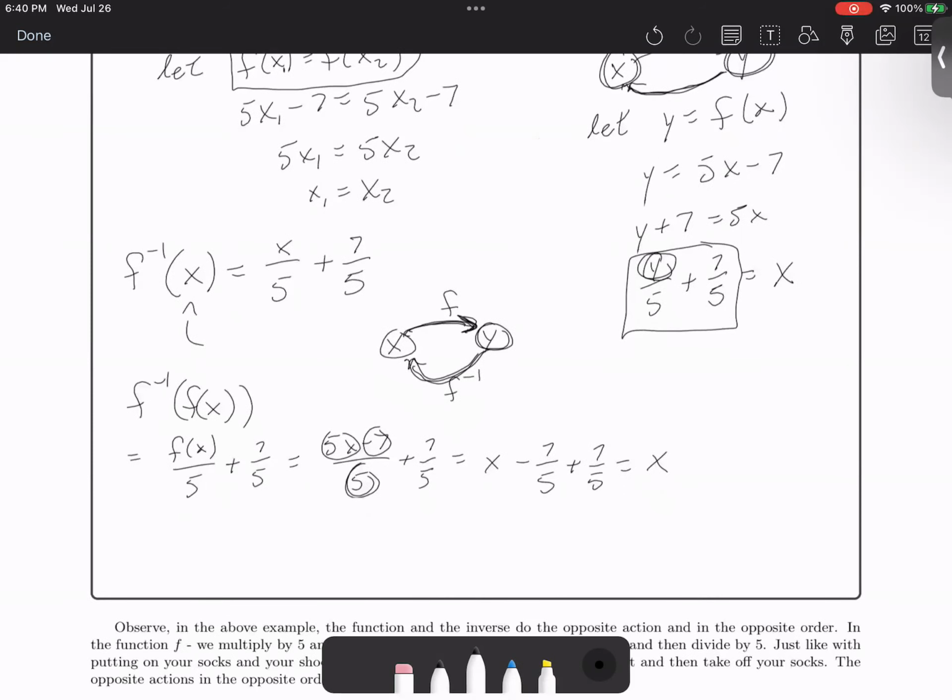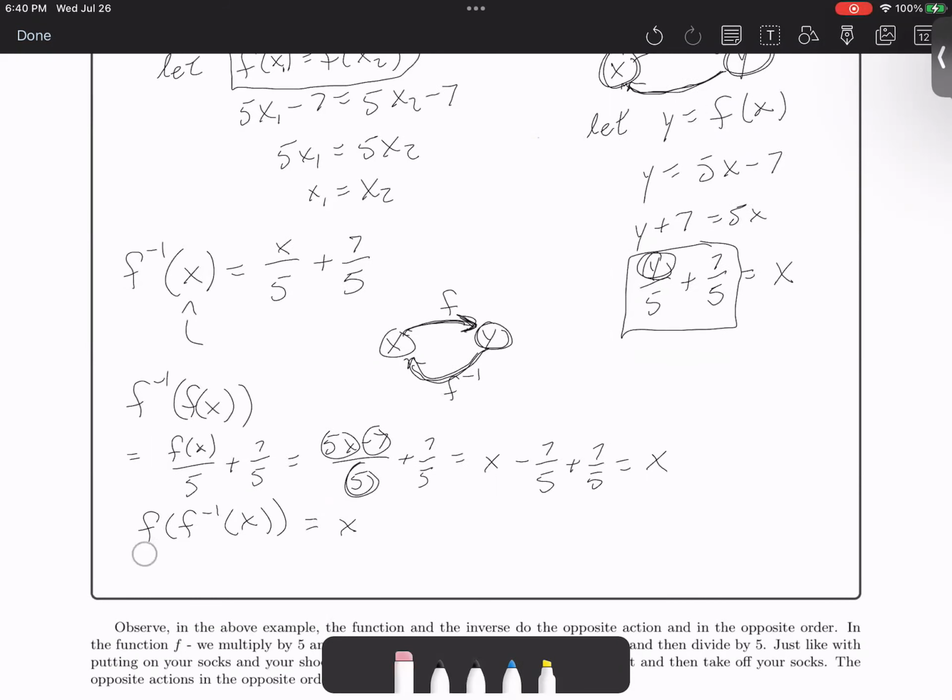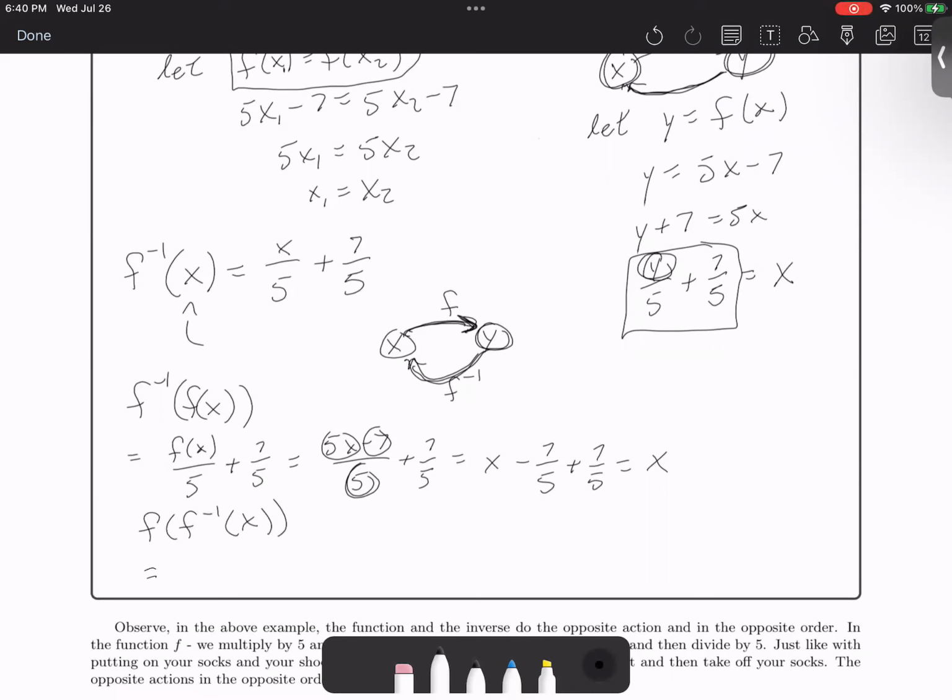Let's also show it in the opposite direction. Let's show that f will undo f inverse. I'm hoping to get an x out of this because I want these two functions to undo each other. All right, f is the 5 times something minus 7 function. And what is f inverse? It is x over 5 plus 7/5.